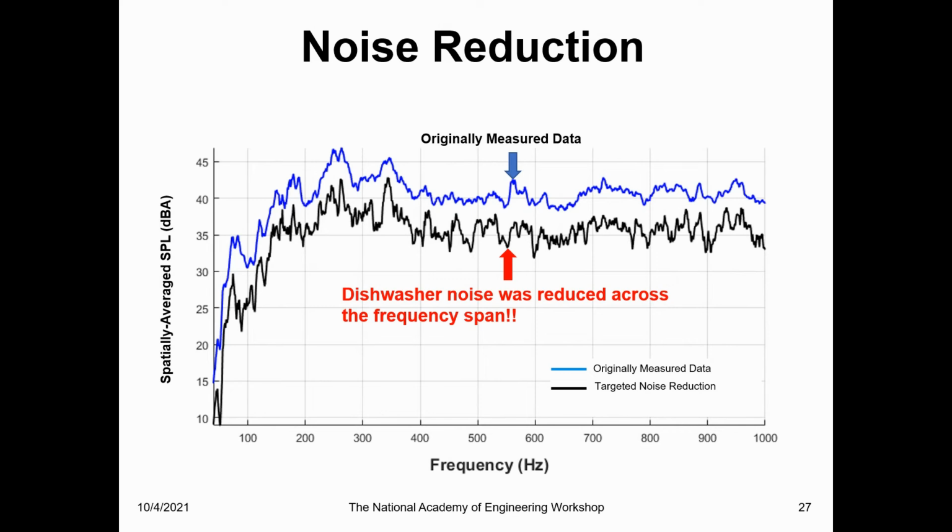Here is the comparison of the original spatially averaged sound pressure spectrum versus that after applying targeted noise control. Results show that the sound pressure levels are reduced across the entire frequency span, not just at the targeted resonance frequencies. It is important to point out that one can combine this targeted noise control strategy with psychoacoustics and explore various design options to meet the noise reduction requirements through numerical simulations.